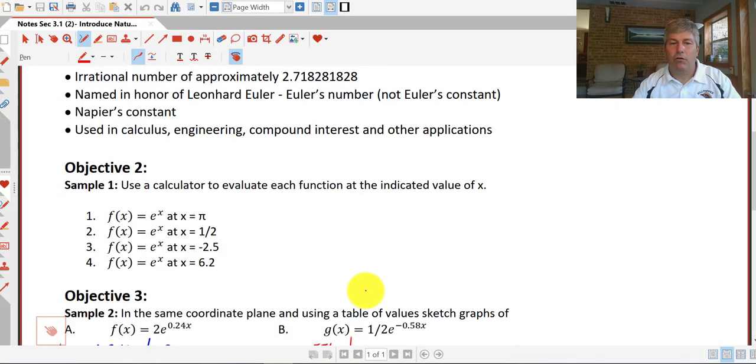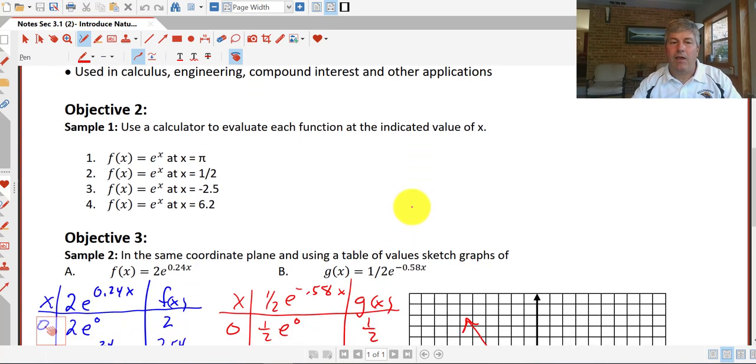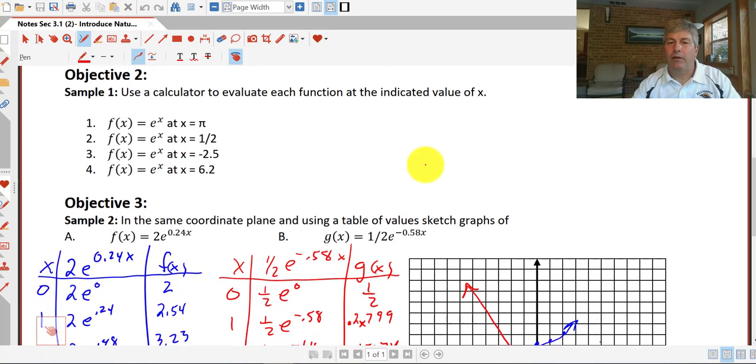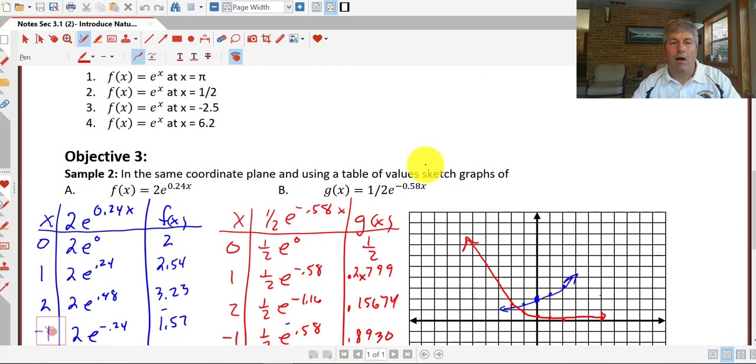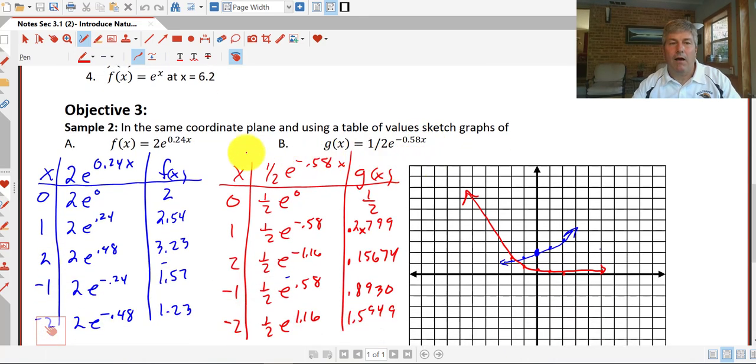And moving on to our third objective, in the same coordinate plane and using a table of values, sketch the graphs. So we have two different graphs here. f of x equals 2 times e to the 0.24x. So our unknown is up in the exponent here. I did our table of values, and I put 0 in for x, and 0 times 0.24 is just 0. So we have e to the 0 power, which is 1. So this really became 2 times 1, which is just 2.